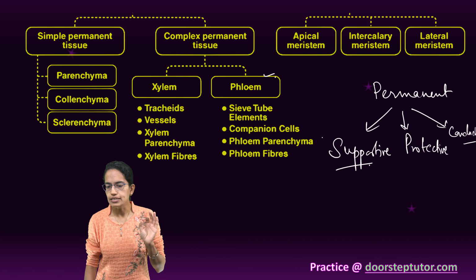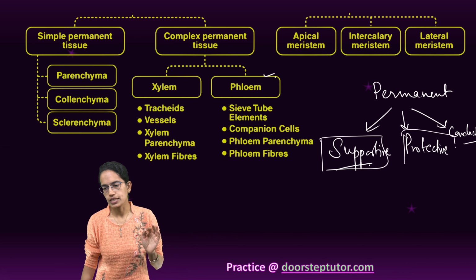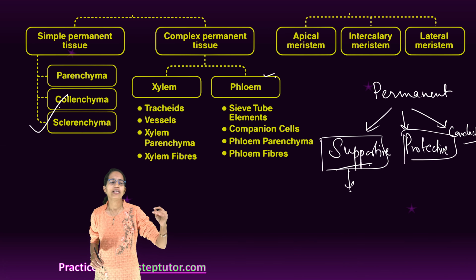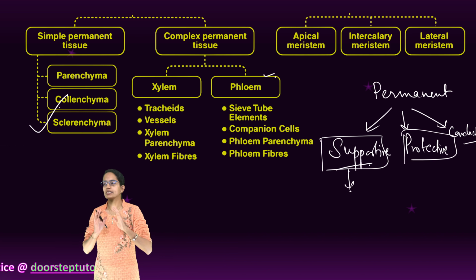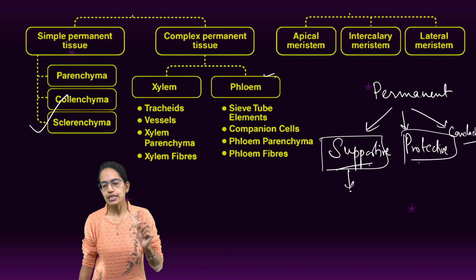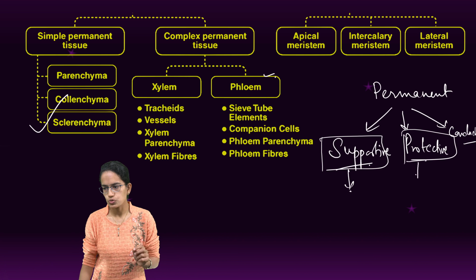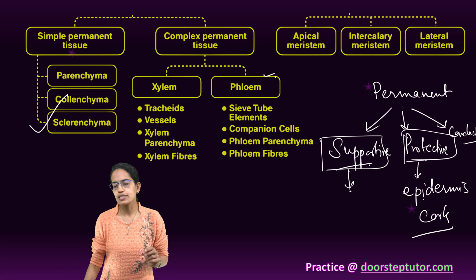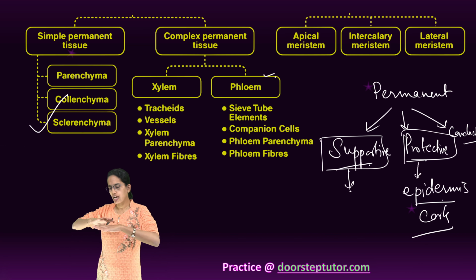But under supportive and protective, what are there? Supportive, as we say, parenchyma, collenchyma, sclerenchyma. So, they provide support to the plant and they are the supportive permanent tissues. The next is protective permanent tissues. Under protective permanent tissues, we have epidermis and cork. Now, what is the difference? Epidermis is the outermost layer.